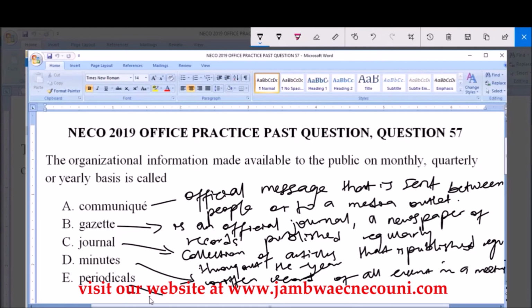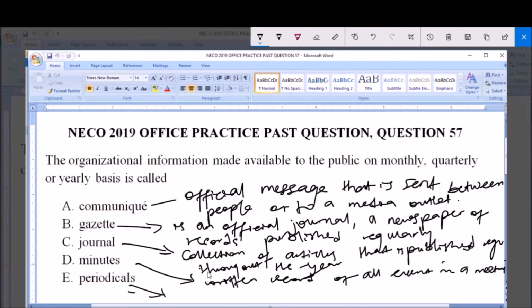Now E says periodicals. Periodicals simply refers to magazines that are published every week, monthly or on a regular basis. Periodicals refers to magazines that are published regularly.